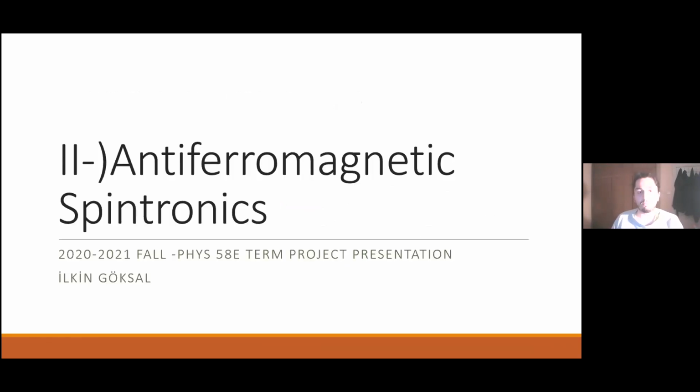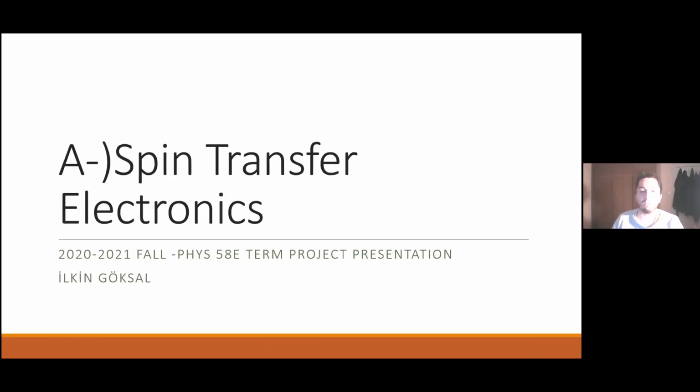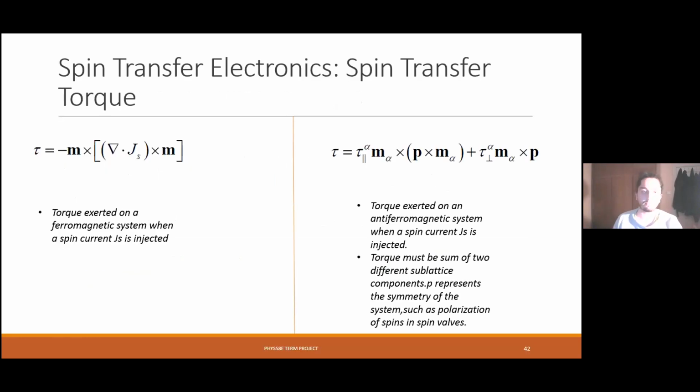So now I will talk about the most important topics of antiferromagnetic spintronics, starting with spin transfer electronics. The first component should be spin transfer torque. On the left, you see the torque exerted on a ferromagnetic system when a spin current Js is injected. And on the right, you see the torque exerted on an antiferromagnetic system when a spin current Js is injected.